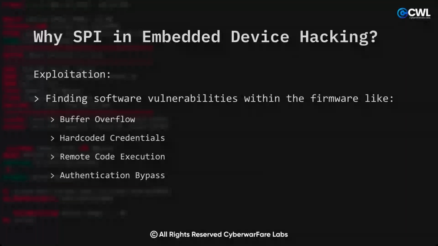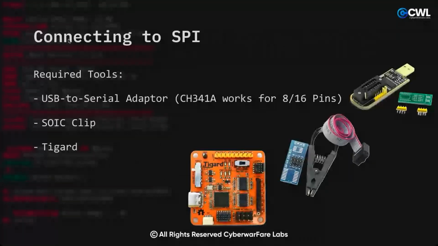So for connecting with SPI, we have a USB to serial adapter, which is the CH341A. It has an 8 or 16 pin SOIC clip. So this one is the SOIC clip. And then we have the Tigard. With Tigard, we can easily connect the SOIC clip here on this particular page. But we have to remember that if we can see this red wire here, it goes with CS. Here's a tag, if it is visible to you. So this goes with CS.